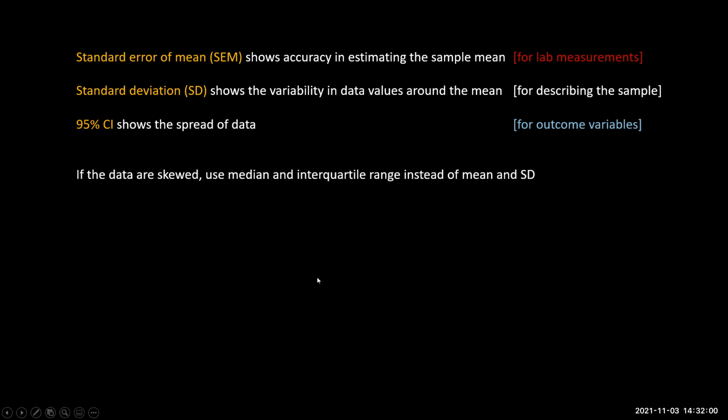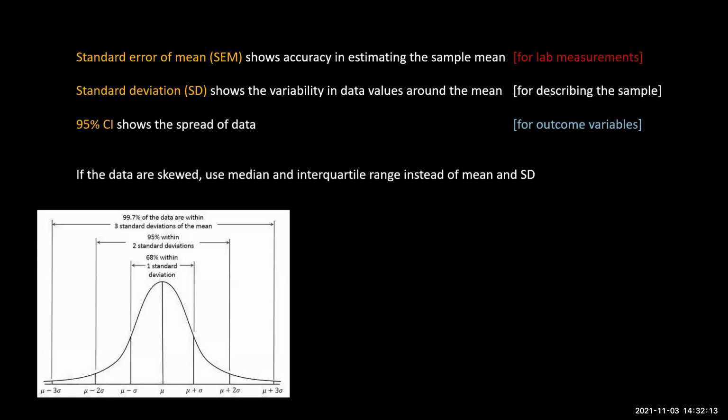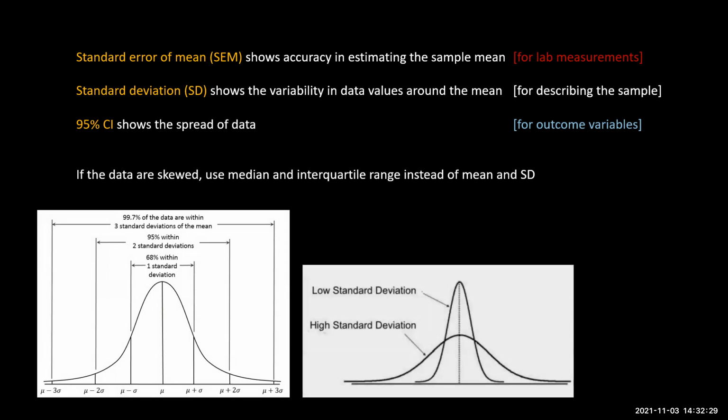So if the data is skewed, use the median and interquartile range instead of the mean and standard deviation. If it's a minor skew, I would still continue to use the standard deviation and the mean. Remember that one standard deviation includes only 68%. So if you present two standard deviations, that includes 95% of the population. A small standard deviation means a tightly distributed population. A large standard deviation number means that the values are spread out.